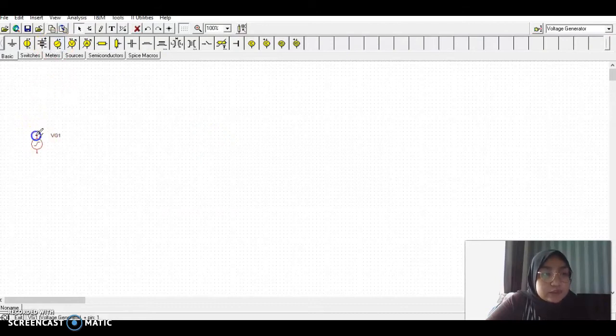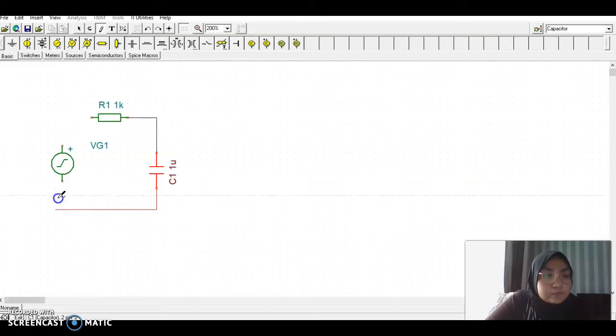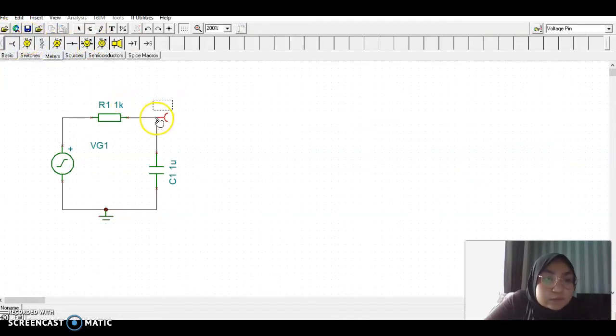First and foremost, I will need the voltage generator, make it bigger, and then I will need a resistor for sure, and then a capacitor that will connect. We'll connect the components with wire. Okay, and then I put the ground here, and then enter here the voltage pin.